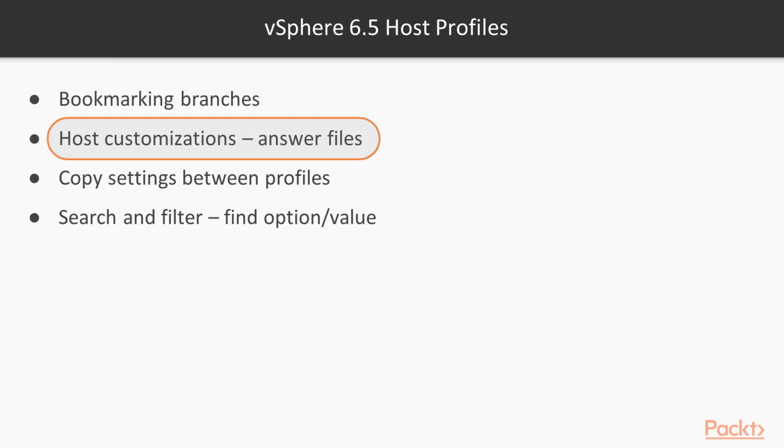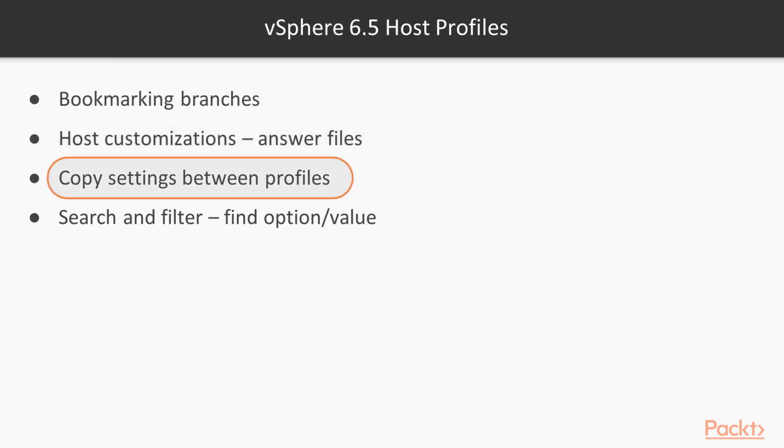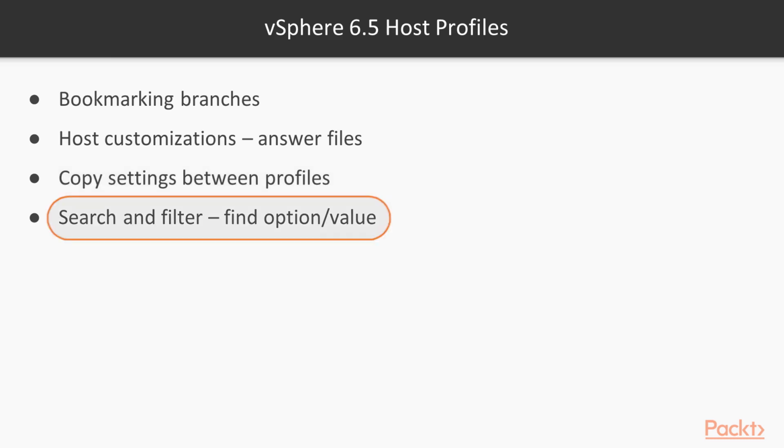ANSI files are possible, CSV files for host customizations. You can also copy settings between profiles. You could set up a master profile that's not really attached to any host, and then you could use that as a basis for creating new profiles or copying values from that master profile. And there is a search and filter capability, which is also in a large data center very, very useful because the number of options and value parameters that are there right now is very extensive, and the search and filtering capability can easily find out what option it is and what value you need to set in your host profile.